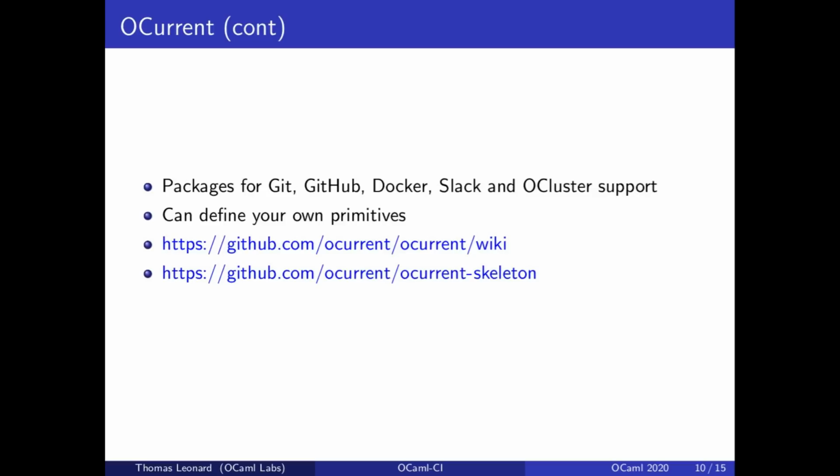So OCurrent provides a language for connecting these boxes together. To actually get these primitive operations, we have packages available for interacting with Git, GitHub, Docker, Slack, and OCluster. And you can also define your own primitive operations very easily. There is a wiki in the OCurrent repository with tutorials, and there is a skeleton project which you can use as a starting point for your own pipelines.